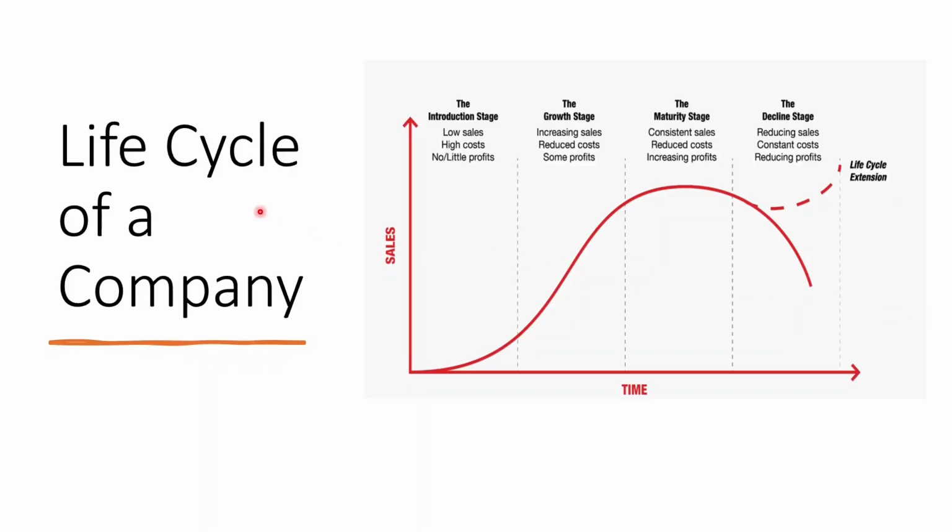So let's discuss the life cycle of a typical company. This is basically the progression of the business over time and is generally divided into four stages: the introduction stage, the growth stage, the maturity stage, and the decline stage. And in case the business is able to extend its life cycle, then these four stages play out again.